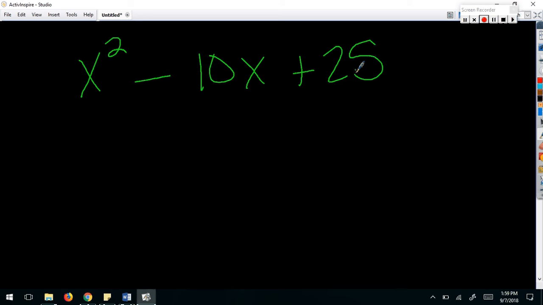Is that a perfect square trinomial? Yes or no? Yes. Why? Three terms. The second times plus. The ends are perfect squares. Does it square the hands? Yes. X times 5 doubled gives you 10x. So this one would factor. You tell me, how does it factor?